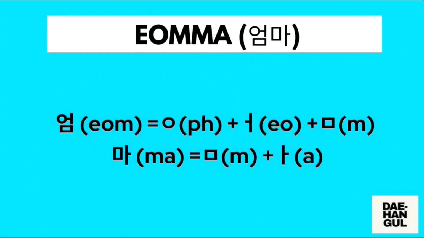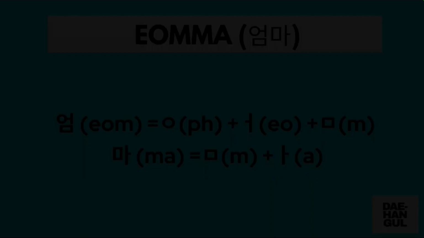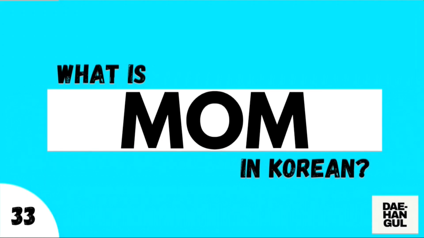How do we write 엄마 in Hangul? Let's do it per syllable. To be able to write the first syllable in Hangul, we need to draw first a no sound or a placeholder iung, followed by the o character, and then followed by a mium character. Next, for the second syllable ma, we need to draw first a mium character, followed by an a character. And then we just need to combine to form the Hangul of 엄마. And with that, you already know what is mom in Korean.